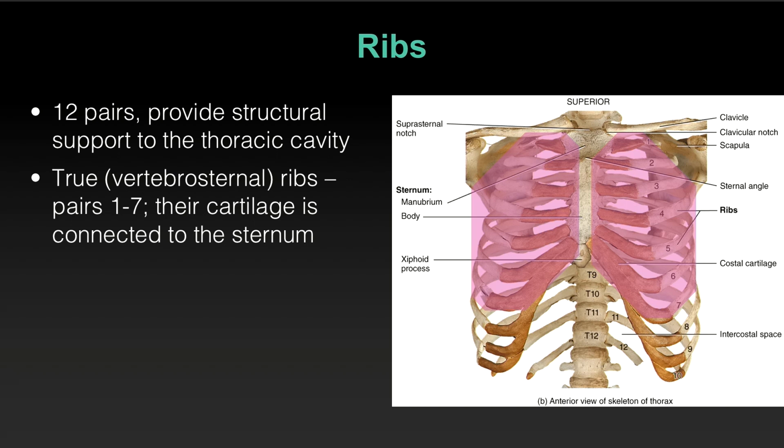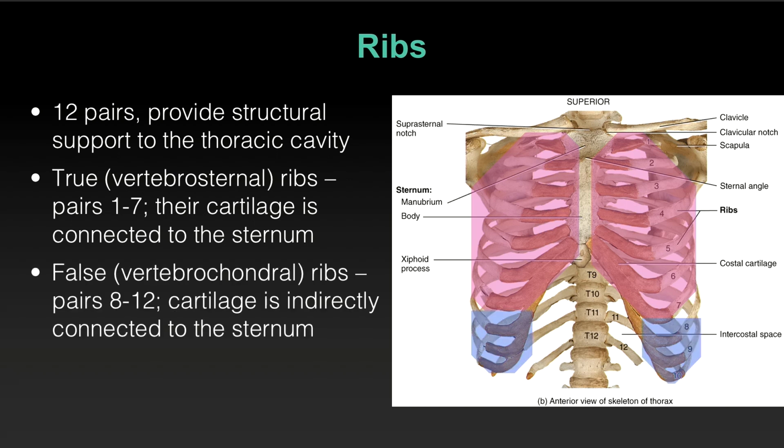So our true ribs have direct connections between the vertebrae and the sternum. And you can see them highlighted here. Direct connections. These differ from ribs 8 to 12, which do not have direct connections.